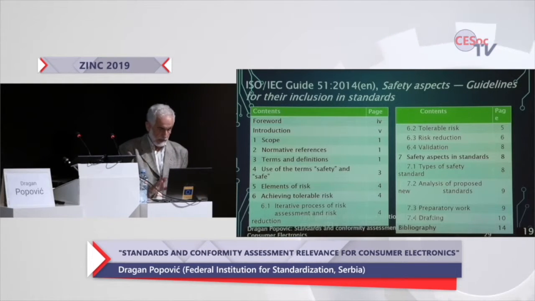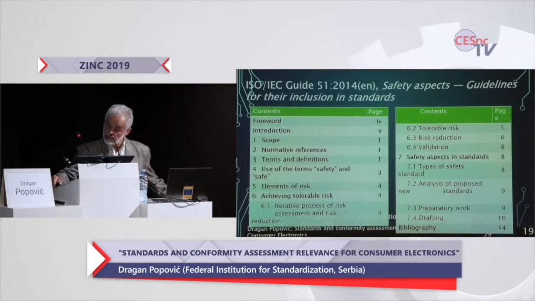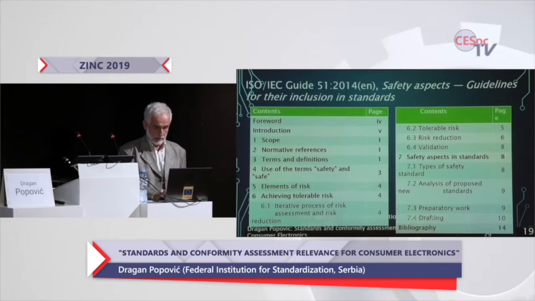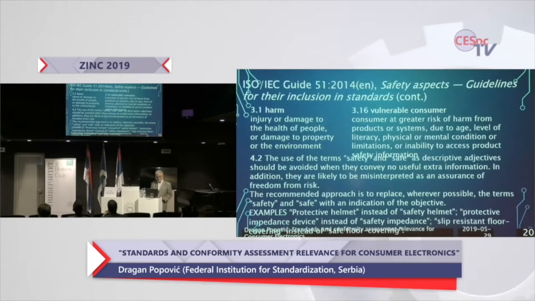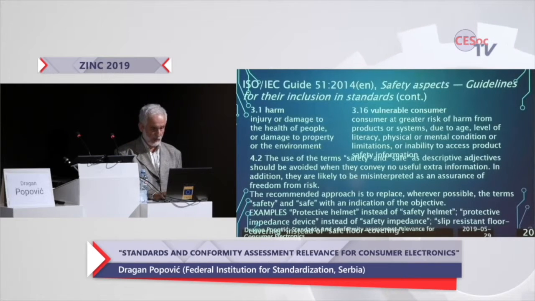Okay? I used the example of this guide just to explain the structure. Harm, definition: injury or damage to the health of people, or damage to property or the environment. Term 3.1. Vulnerable consumer, 3.16: consumer at greater risk of harm from products or systems due to age, level of literacy, physical or mental condition, or limitations or inability to access products. So this is a crucial definition in the standard.